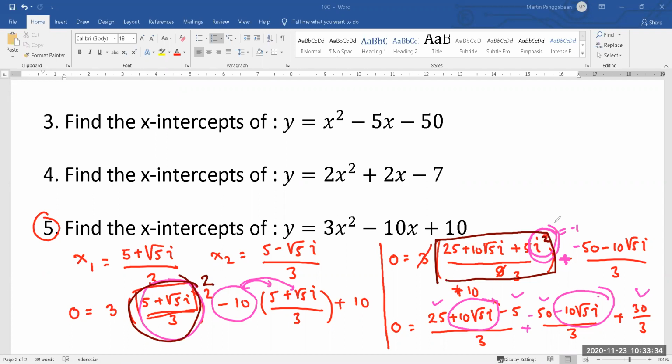And I want you to practice the difference between i and i square. i square you can convert into -1. But i, you just leave it be, since i just equals the square root of -1. You don't have to do anything with i. Okay?